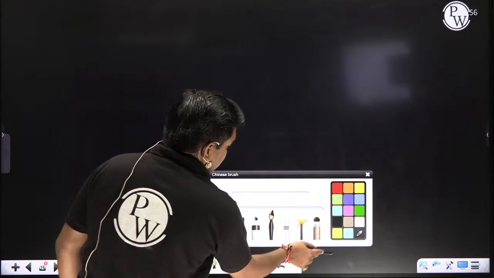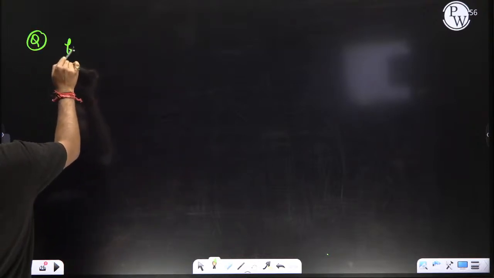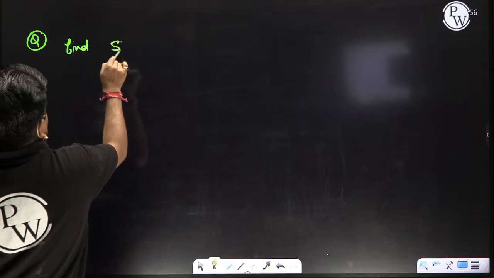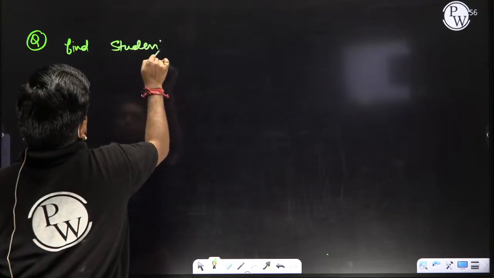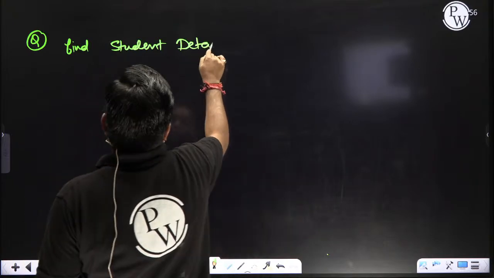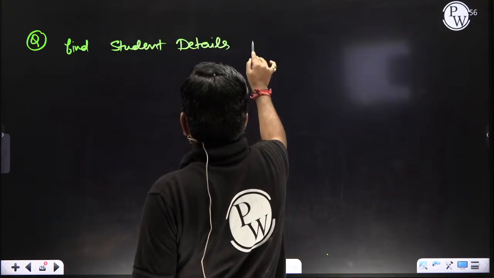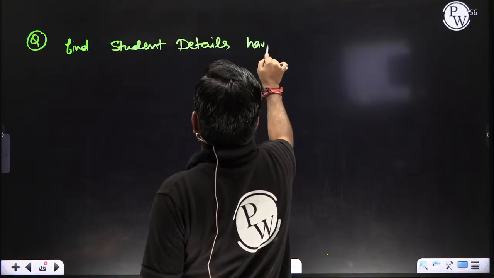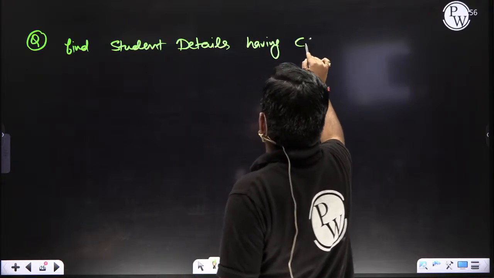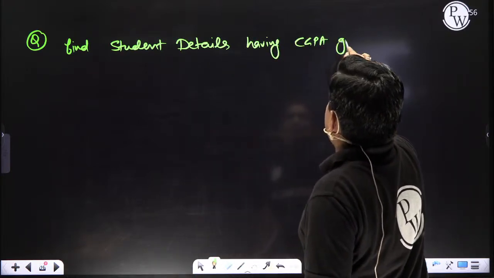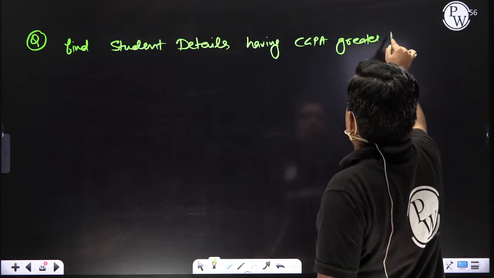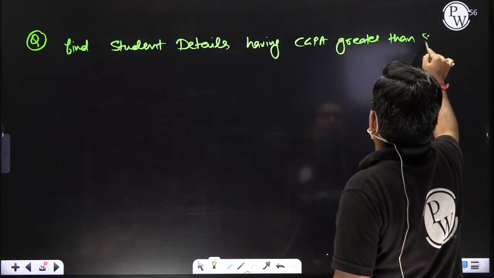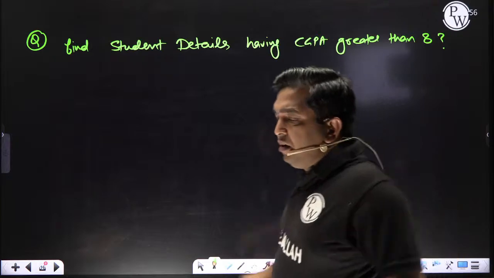For example, listen carefully. I want to find student details having CGPA greater than 8. Tell me how to write.